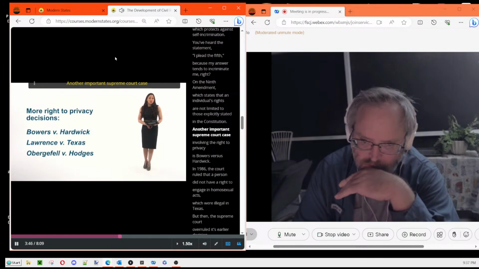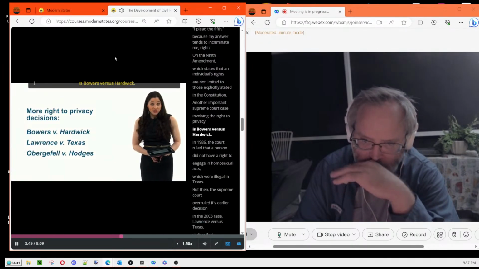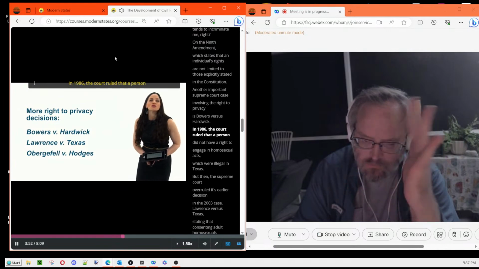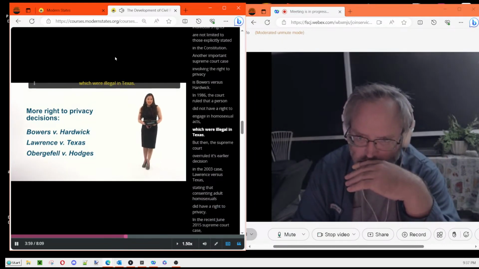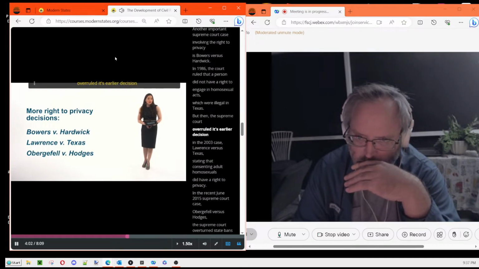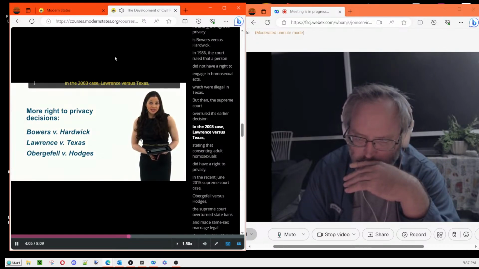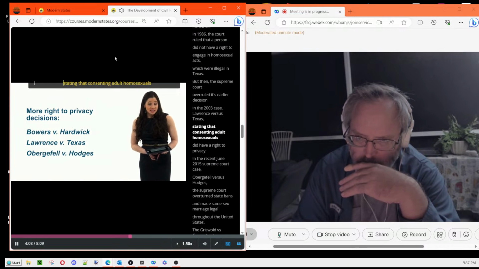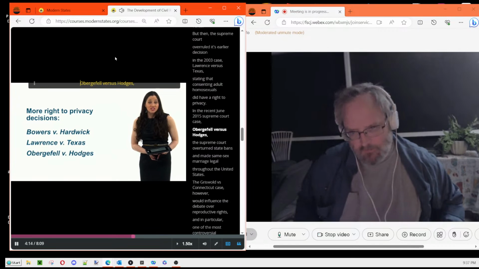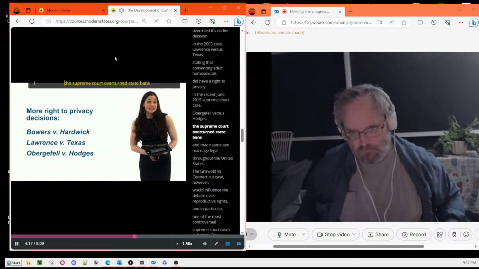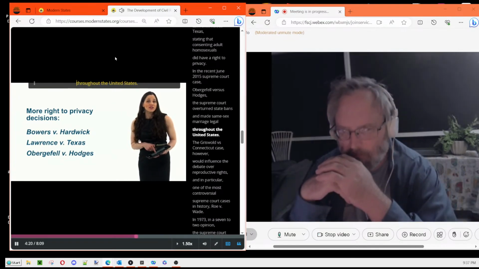Another important Supreme Court case involving the right to privacy is Bowers versus Hardwick. In 1986, the court ruled that a person did not have a right to engage in homosexual acts which were illegal in Texas. But then the Supreme Court overruled its earlier decision in the 2003 case Lawrence versus Texas, stating that consenting adult homosexuals did have a right to privacy. In the recent June 2015 Supreme Court case Obergefell versus Hodges, the Supreme Court overturned state bans and made same-sex marriage legal throughout the United States.